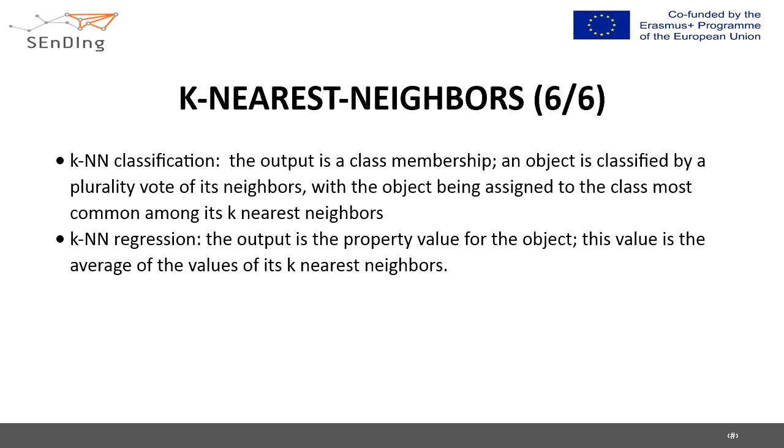KNN classification. The output is a class membership. An object is classified by a plurality vote of its neighbors, with the object being assigned to the class most common among its k-nearest neighbors. KNN regression. The output is the property value for the object. This value is the average of the values of its k-nearest neighbors.